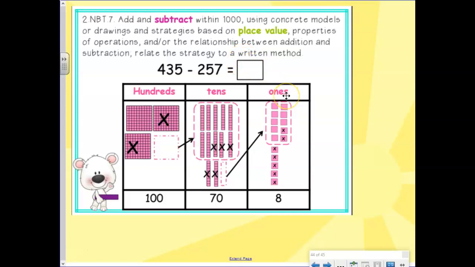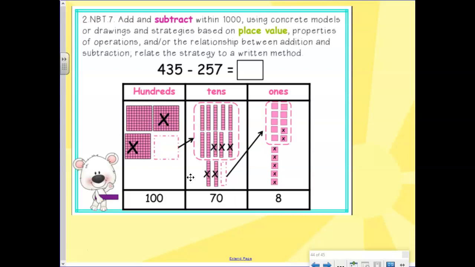So far we've been learning about regrouping. When we do not have enough ones to subtract, we have to take a group of 10 from next door and break it down into ones. Let's find out what happens when we have two next door neighbors, a three-digit number. Let's learn about that today.